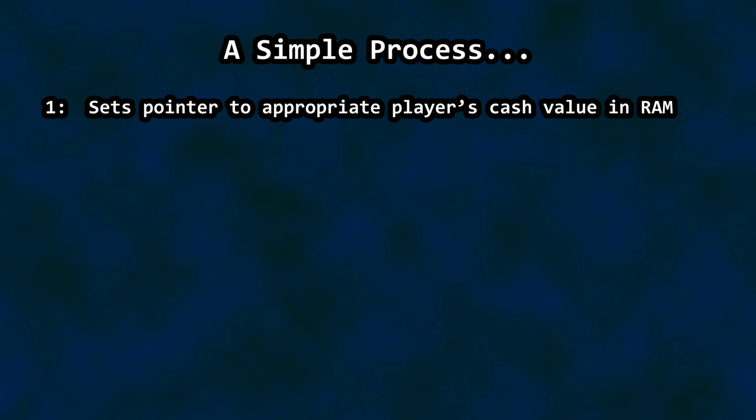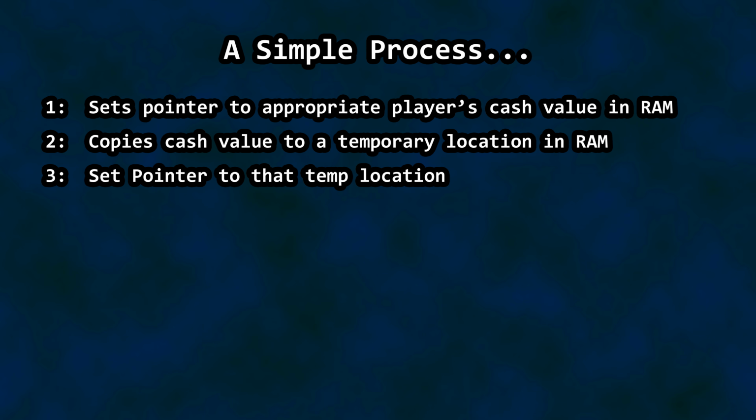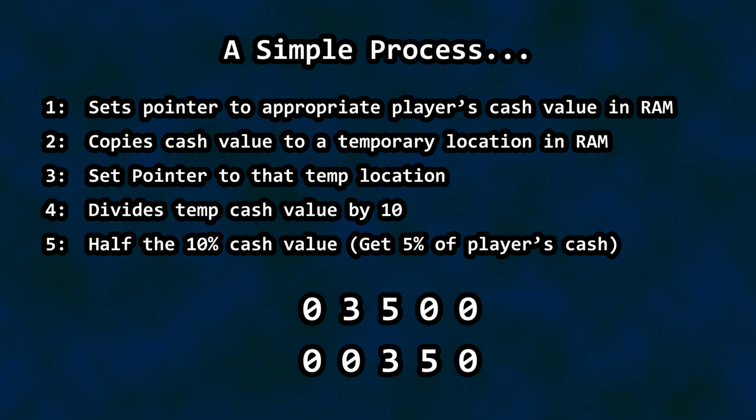The logic sets a pointer to the appropriate player's cash location, copies that cash value to a temporary location in RAM for operational purposes, changes the pointer so it's pointing to that temporary location, and divides the cash value by 10. This is done by taking each digit of the cash value contained in separate bytes and copying each of them to another new location in RAM while conveniently moving each of them over to the right 1 byte. Easy division by 10. The leading digit in the new temp location is manually zeroed out. This 10% value is then cut in half to make it 5%.